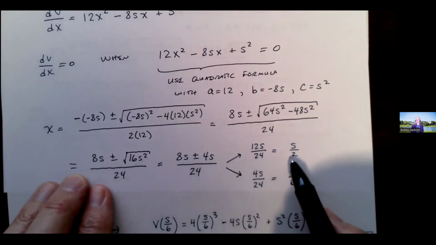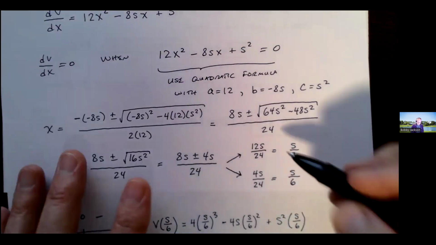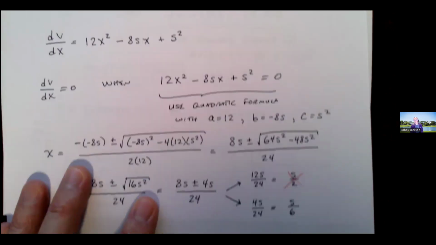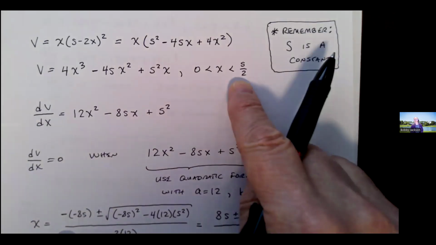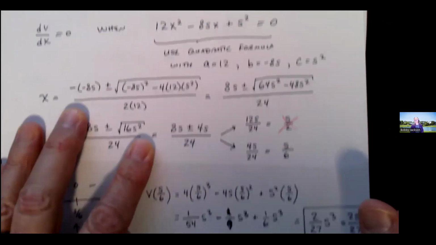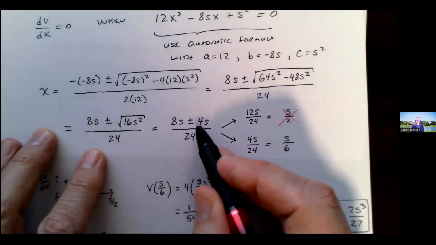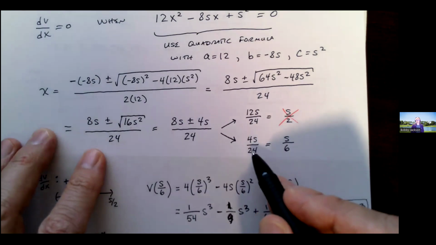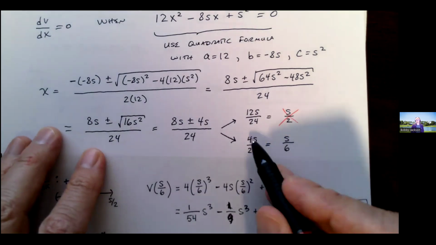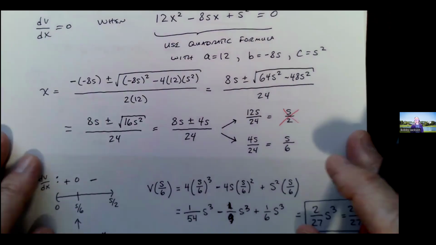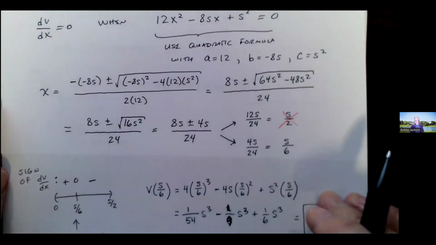8S plus 4S would be 12S over 24. 12 over 24 is 1/2. Notice that this is not going to be a possible situation because we said what? The value of X had to be less than S divided by 2. So that's not going to work. If we do 8S minus 4S, we get 4S divided by 24, which is 1/6 S, or S divided by 6. Okay. Do we have a maximum at that value?